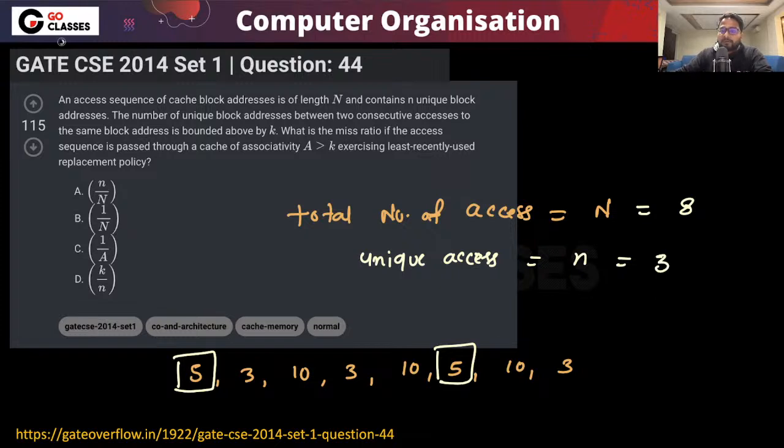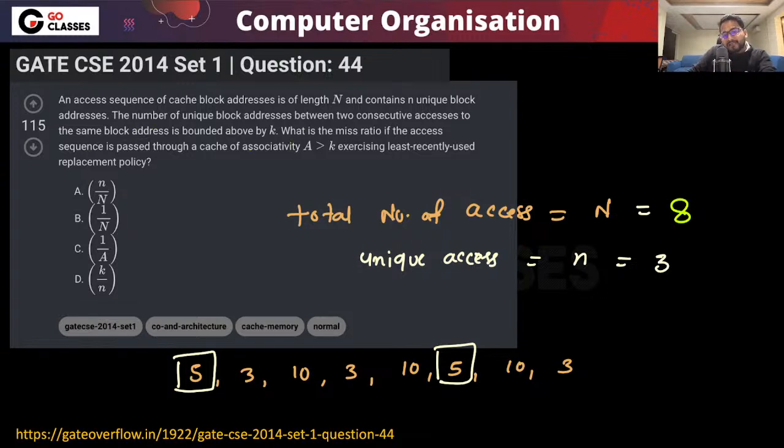Is this fine to everyone? This is 8. Okay, this is 3. Is this fine? Now they are saying small n is the unique access, capital N is the total access. The number of unique block accesses.